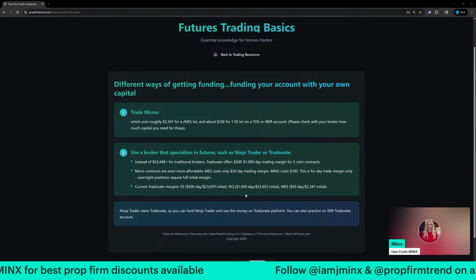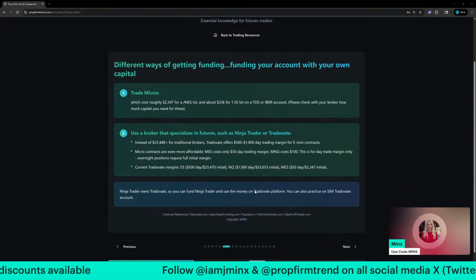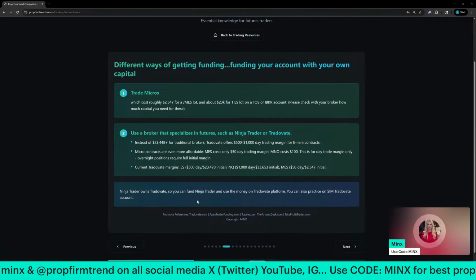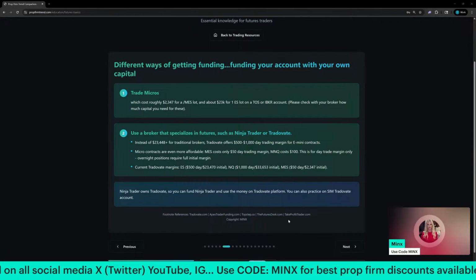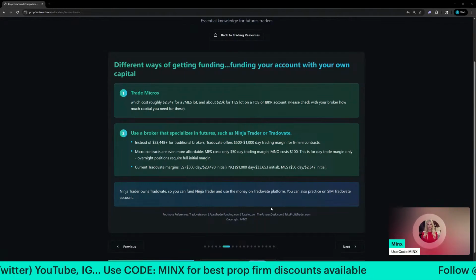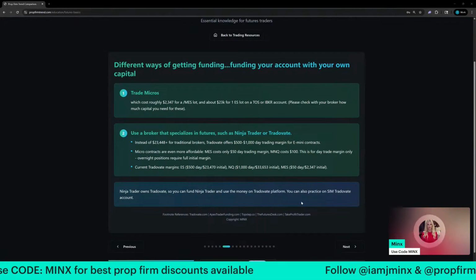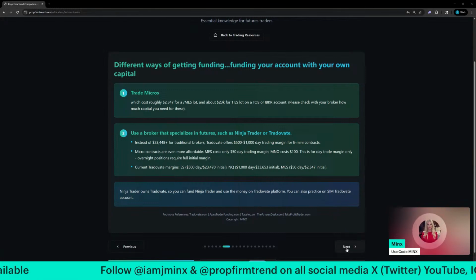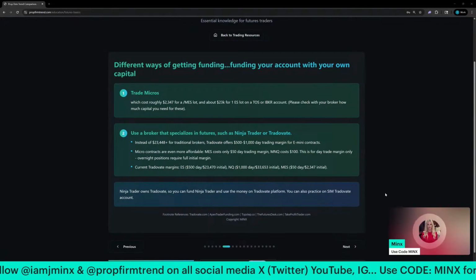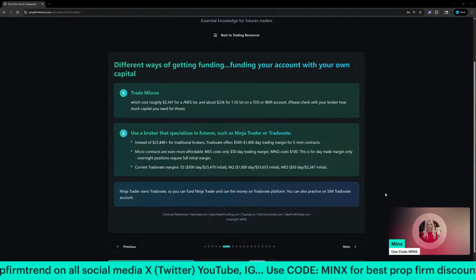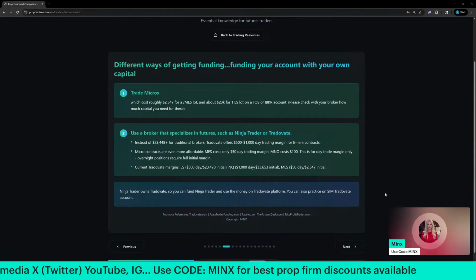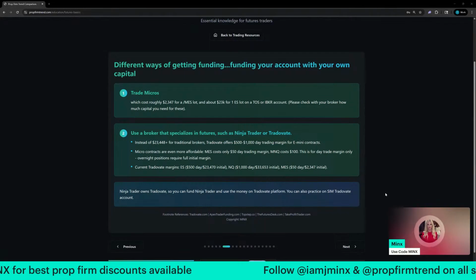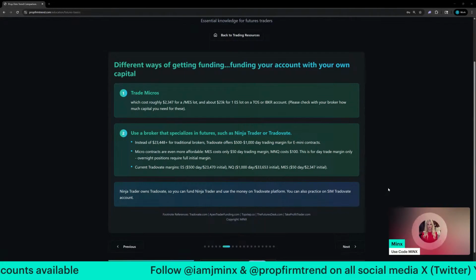So current Tradovate margin for NQ is $1,000. For the initial margin, it's $33,000. Also, NinjaTrader owns Tradovate, so you can fund your NinjaTrader and use the money on the Tradovate platform or vice versa. You can also go to their websites and practice on their sim demo accounts. But basically, the distinction is that when you purchase or sell a contract, you're not purchasing ES shares. So it costs the same amount of money to buy or sell one contract, regardless of the price at which ES is trading. And margin is the term for this.